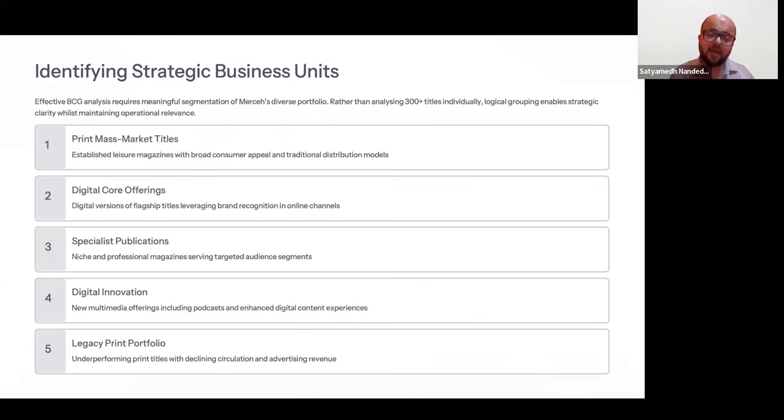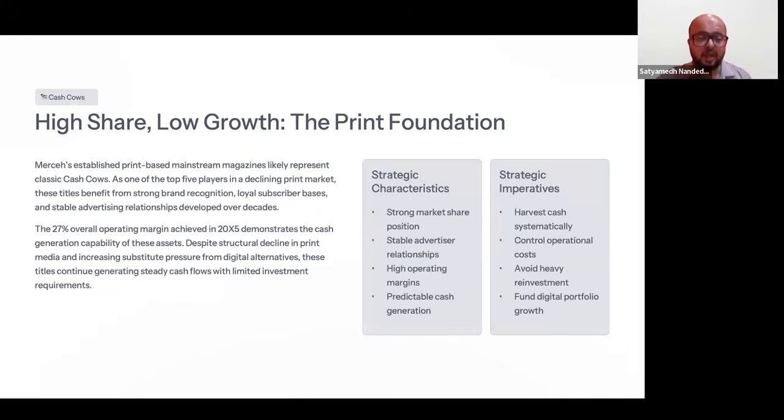Core digital offerings, then specialist publications. Now there are these magazines like Scientific American and all of that. Not everybody has the aptitude to read it, so those become specialist publications. Then some innovative publications on the digital platform, and then of course the legacy print portfolio. Long standing, long performing titles will come under this category, which probably don't generate so much revenue now, but for the sake of legacy and the history part of it, they are still kept functioning.